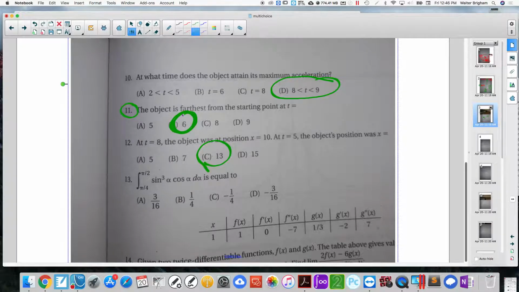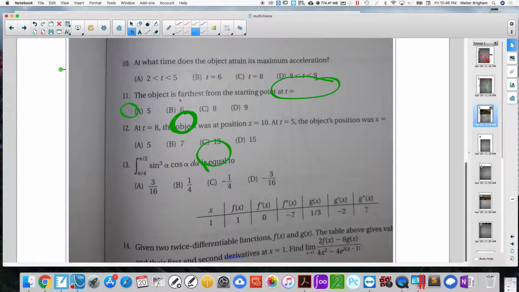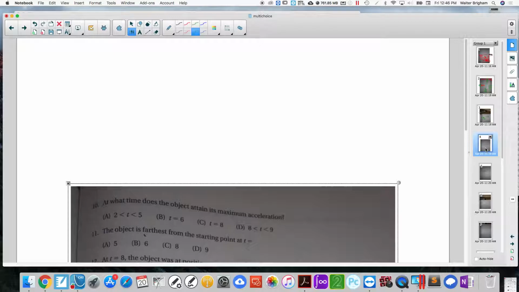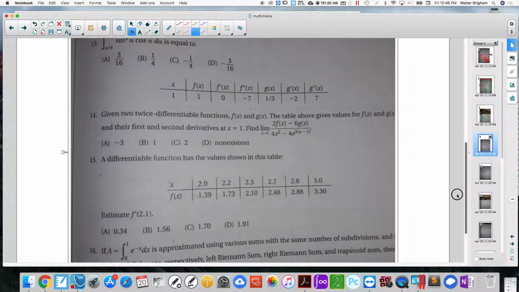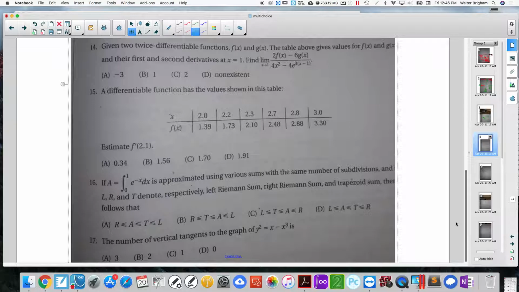I'm going to scroll down. Do I have it on here? Oh, maybe we're not doing that. Let's go to our next page. Oh, here we go. Can we scroll down to number 15? The next page. This is number 15.